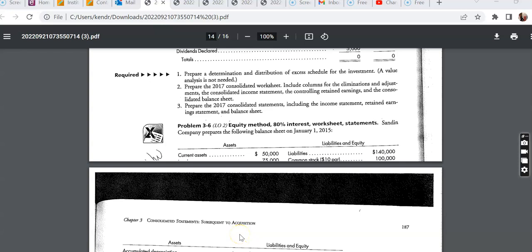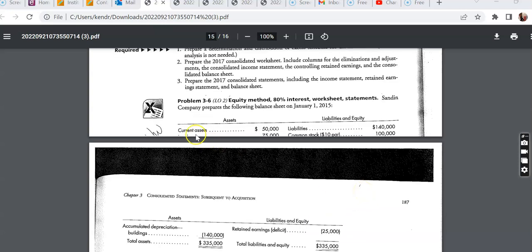Problem number 6. It's the equity method, 80% interest, and apparently we have to do a worksheet and financial statements. All right, Standard Company presents the following balance sheet, January 1st of 2015. So here's the beginning of it. I'm obviously missing some stuff.